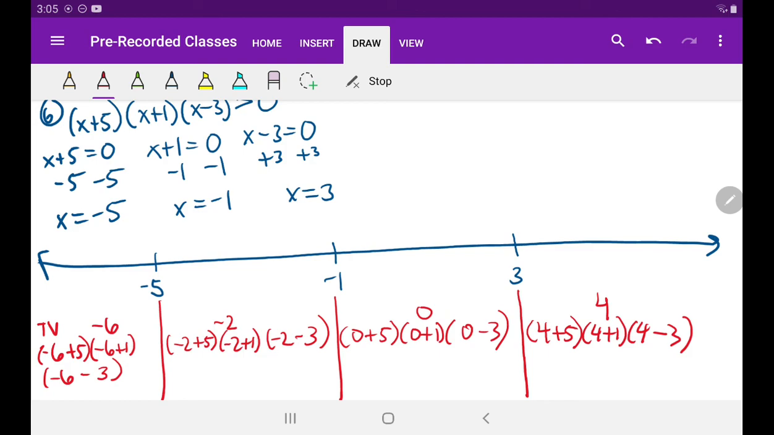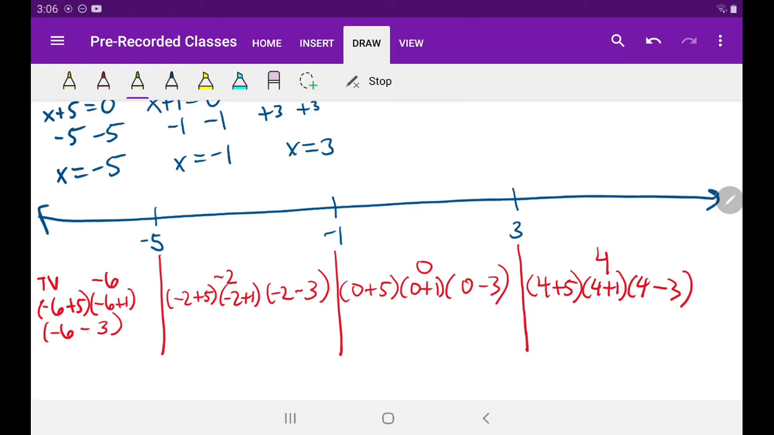Okay, so now we can go ahead and figure out if things are positive or negative. So negative 6 plus 5, I'm starting right here on the left side at the very beginning. Negative 6 plus 5 is a negative. Negative 6 plus 1 is a negative, and negative 6 minus 3 is a negative. So 3 negatives multiplied out gives us a negative, okay? So we're negative in that first zone on the left. Negative 2 plus 5 is a positive. Negative 2 plus 1 is a negative. Negative 2 minus 3 is a negative. So I've got 2 negatives here, so that means my answer is going to be positive.